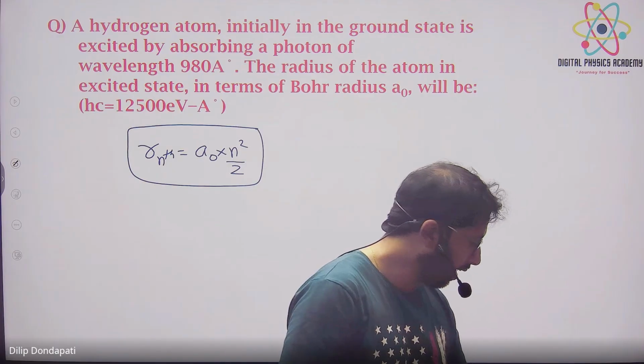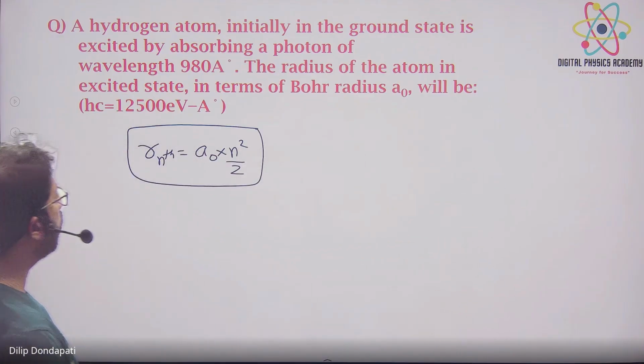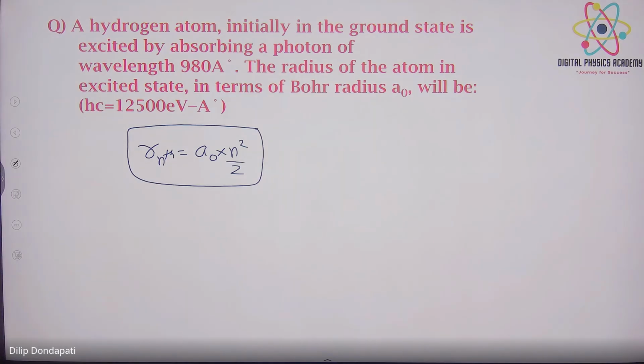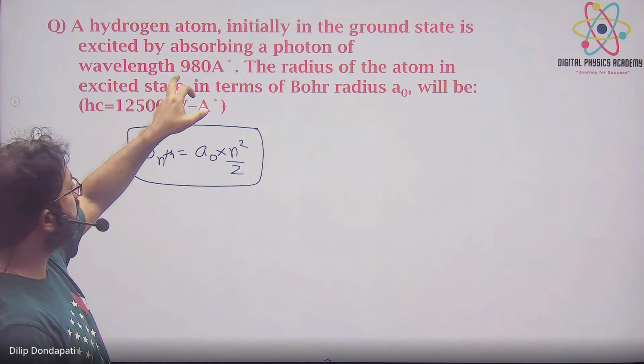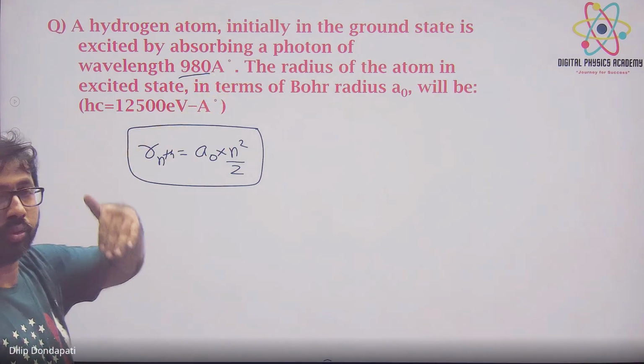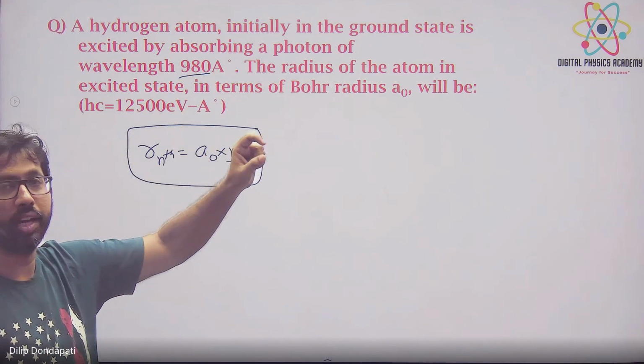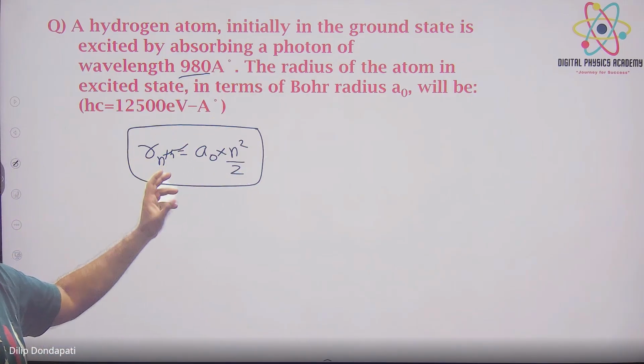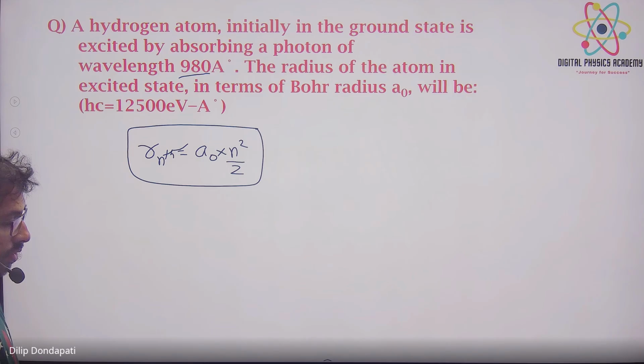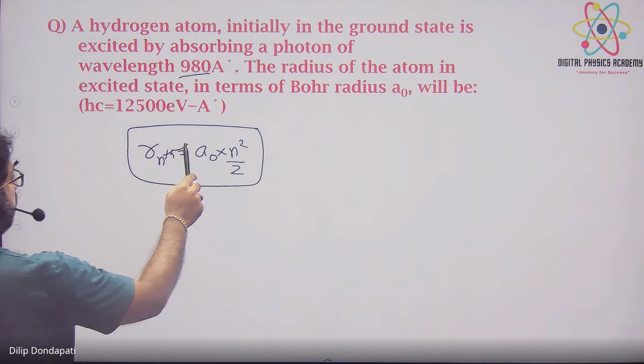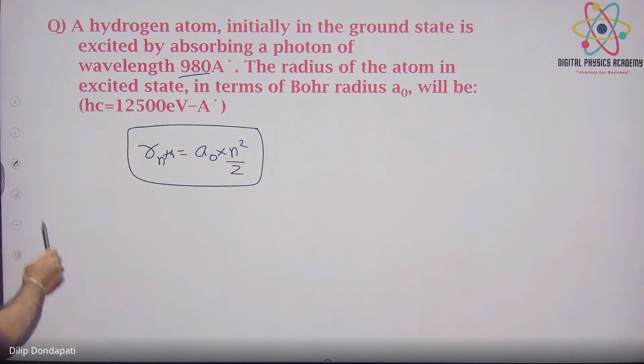The value of n we don't know, that is fine. Because initially in the ground state, it is absorbing a photon of this much wavelength and jumps to the excited state. If you can find the n value of the excited state, we can use the formula. So how to find n? How do we use the wavelength?